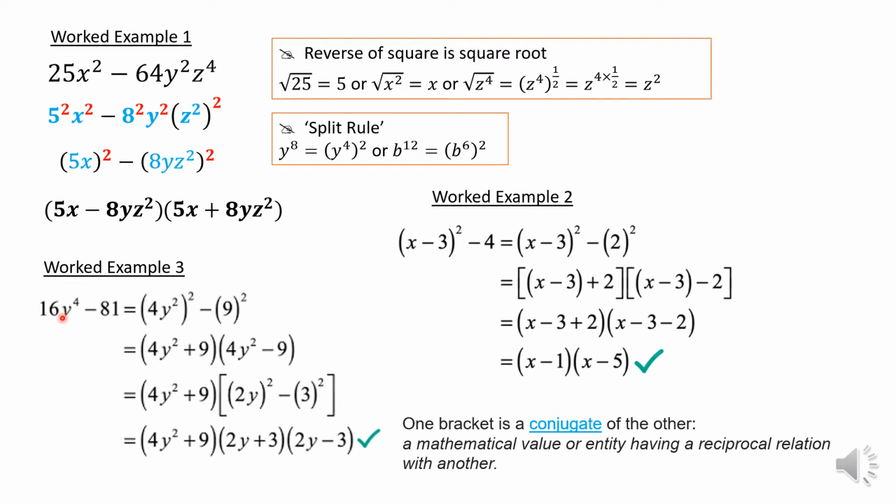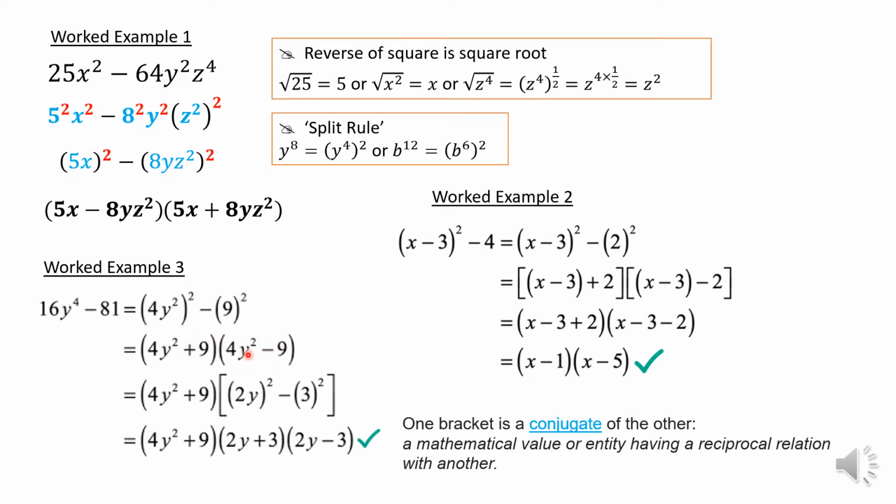So you see that the y to the power 4, well, I split it with y squared. Can you see that? And then a 4 obviously, 4 squared gives you 16, and the square root of 81 is 9. 9 squared is 81. So, okay, so you then take everything inside the bracket with a plus, everything with a minus.